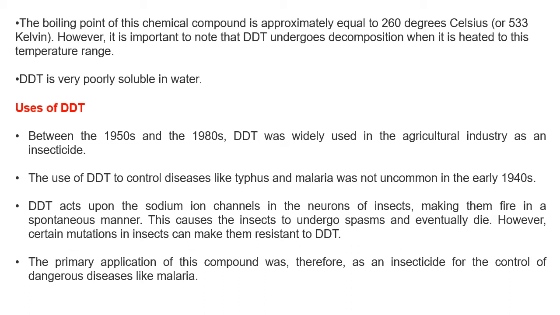Next, uses of DDT. Between the 1950s and 1980s, DDT was widely used in the agriculture industry as an insecticide, and the use of DDT to control diseases like typhus and malaria was not uncommon in the early 1940s. The primary application of this compound was therefore as an insecticide for the control of dangerous diseases like malaria.